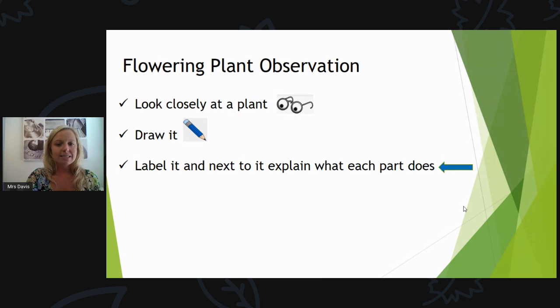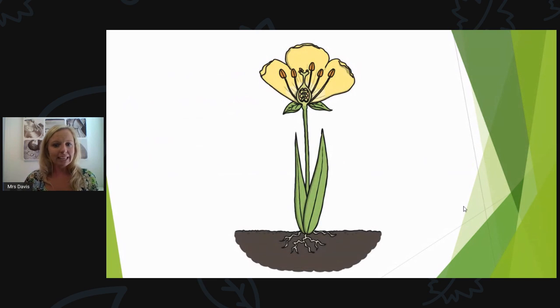Okay. On this next slide here, I've got a picture of the flower that we've just looked at in detail. You could draw that and then next to it, label each of those parts. Okay. So I'd like you to pause the video, please, and have a go at that.